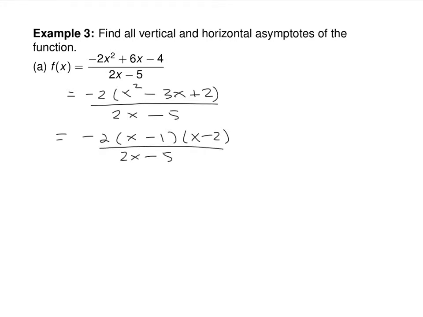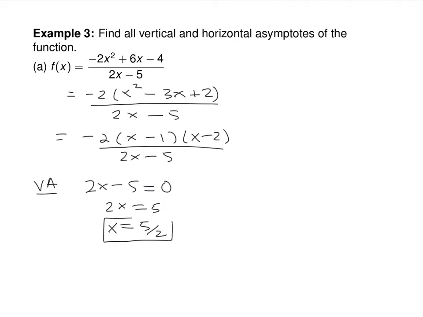Okay. So vertical asymptote. That's going to happen when what is 0? When 2x minus 5 is equal to 0. So that means 2x equals 5, right? At x equals 5 halves, or 2.5, you have a vertical asymptote.